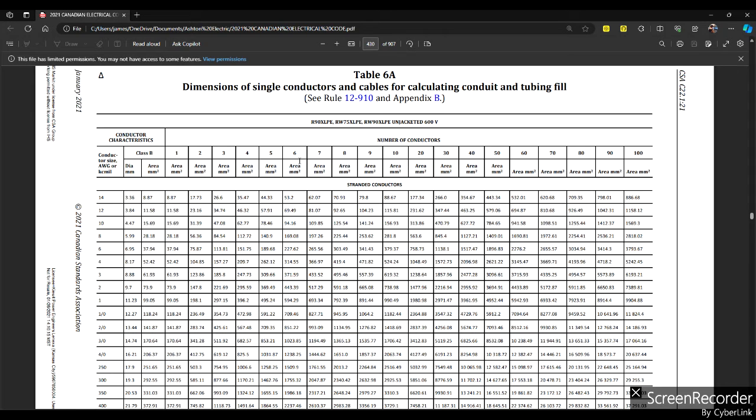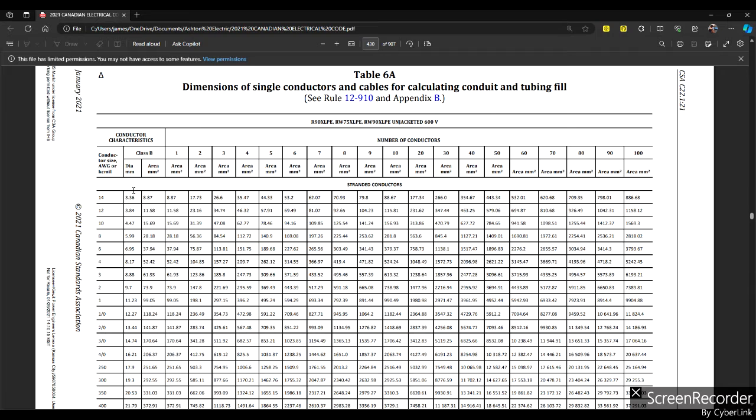So in here, 6A to 6K, laid out exactly the same. On the left column, you have your conductor size, all right, so 14 gauge, 12, 10, 8, and so on. And then the diameter of each cable, and then the area it would occupy as a single conductor. So number 14 would occupy 8.87 millimeters squared, and its diameter for a single R90 XLPE would be 3.36 millimeters.